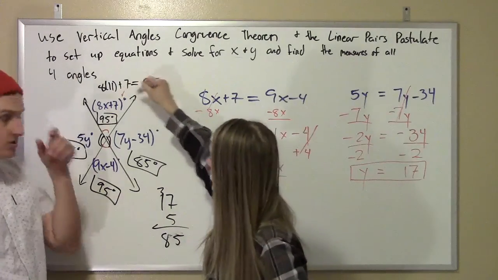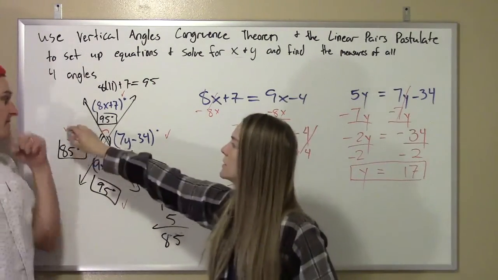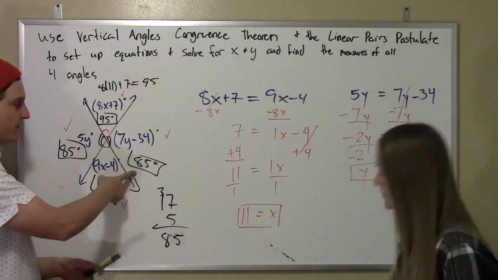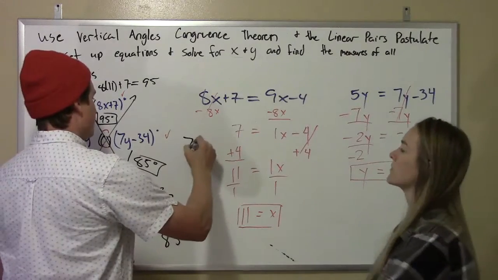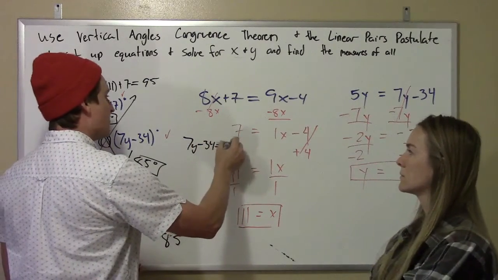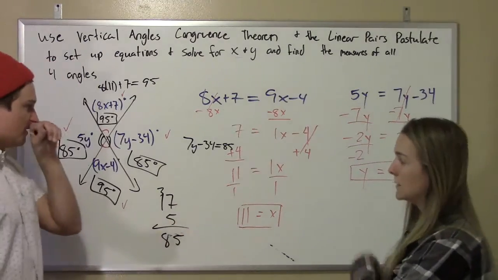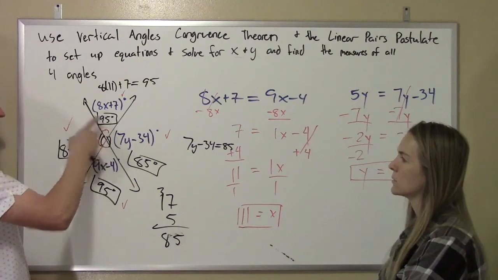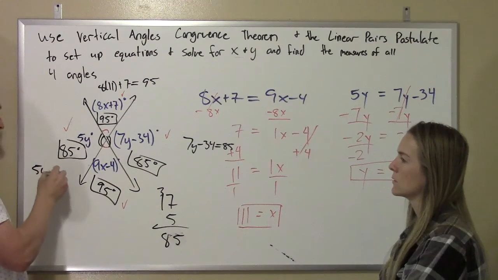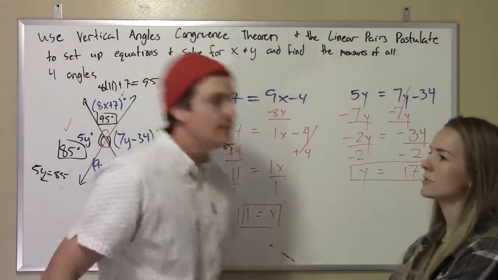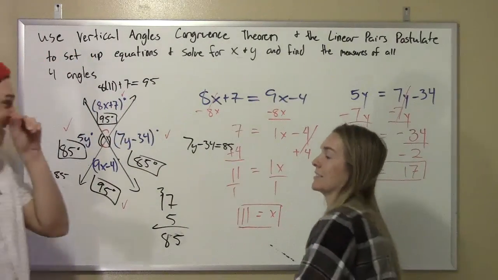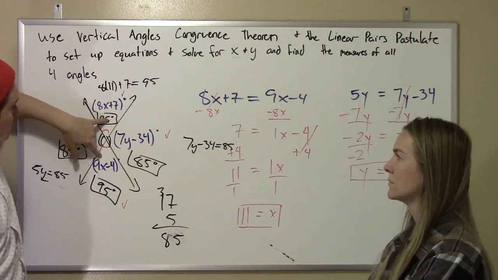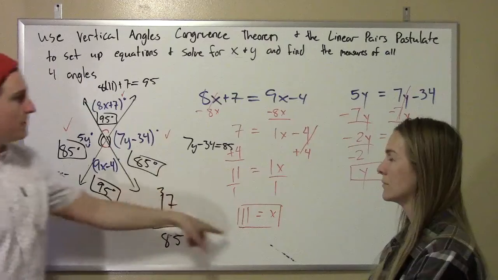Now, there's more than one way to do this. Once we knew this was 95 and this was 85, we could have set up an equation like this: 7y minus 34 equals 85, and solved for y that way. We still would have gotten y equals 17 either way. Or we could have said, if this is 95 and this has to be 85, then 5y is equal to 85. We could have solved for y and got y equals 17. So many options. What we did is we used our vertical angles congruence theorem twice. We used it to set these equal to each other, and then we set these equal to each other to solve for x and y.